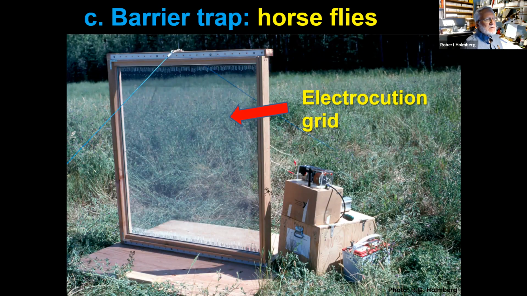Here's another barrier trap. This is for horse flies. It has an electrocution grid, high voltage, and they fly into it, get electrocuted, and drop down onto the plywood sheet where you can collect them.